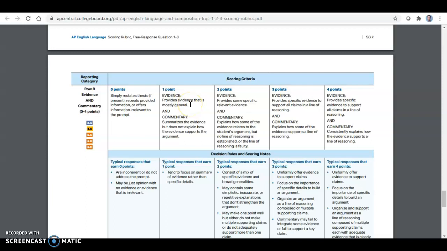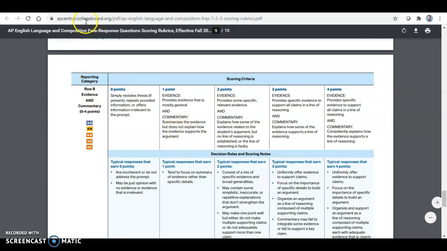By general evidence, if we go back to the prompt of school should be extended, the general idea would be just, well, kids don't like school already, and so extending it would be bad. That's technically logical reasoning, but it's very weak and it's very general. And then your commentary, it just summarizes the evidence, but it does not explain how the evidence supports the argument.